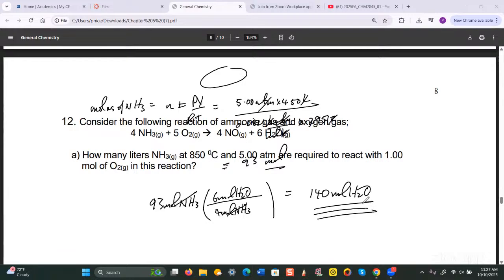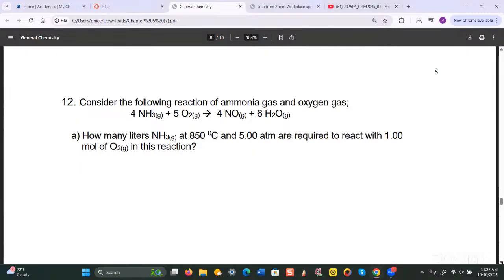Any questions about this one? Any questions? Okay, so let's move on to, I'm sorry, let me clear this first, and scroll down. Okay, so we did that.